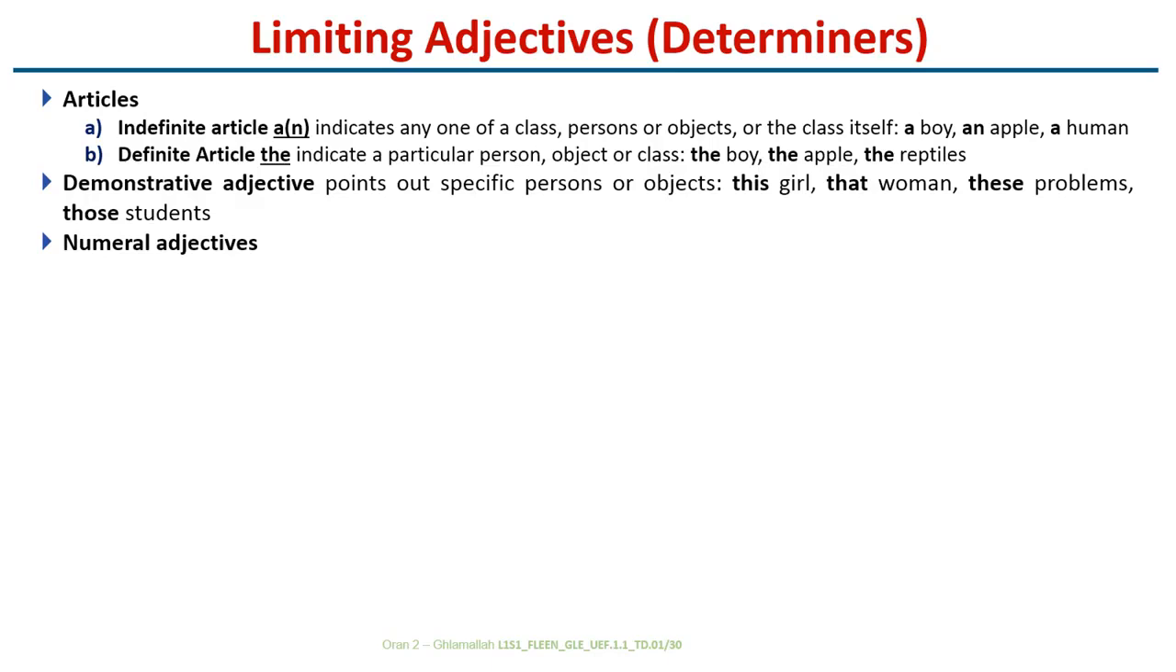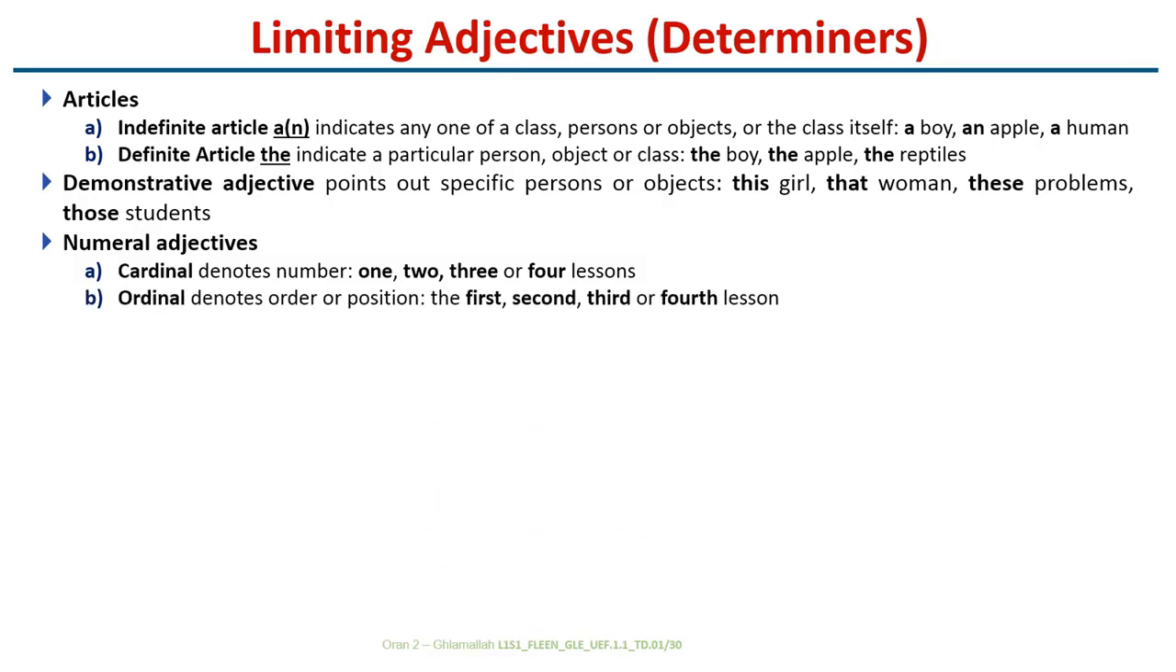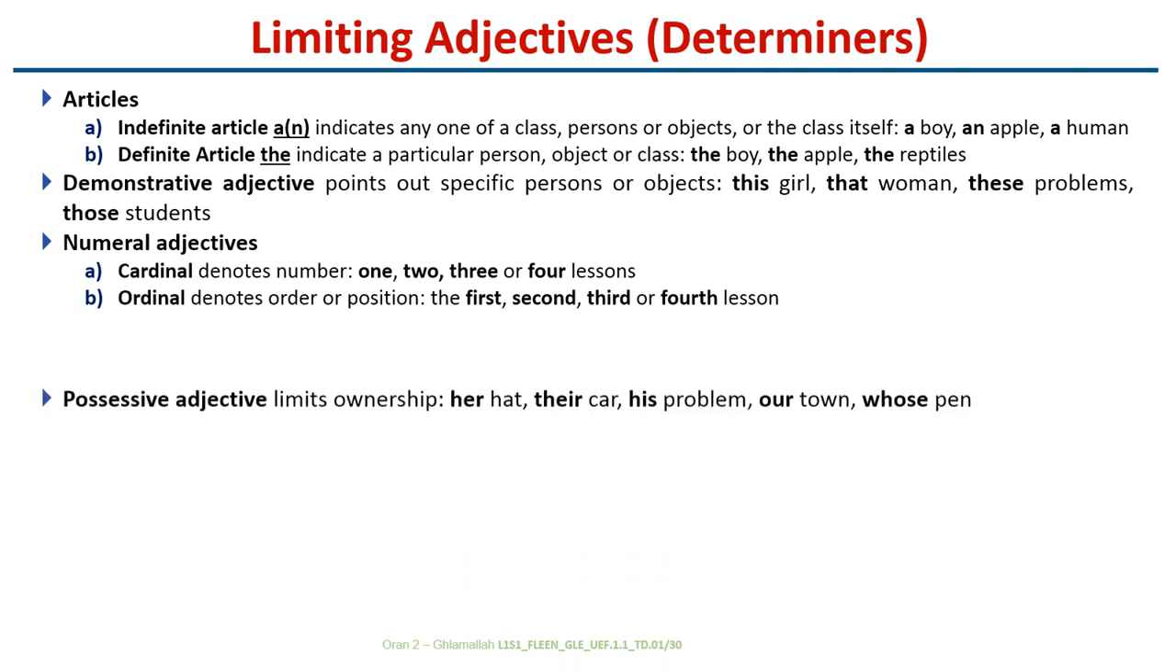Numeral adjectives. There are two types, cardinal and ordinal. Cardinal denotes number, 1, 2, 3, or 4 lessons. Ordinal adjectives denote order or position. The first, the second, third, or the fourth lesson. Note, if we have a cardinal and an ordinal adjective before a noun, we place the ordinal first. So we say the first 2 lessons and not the 2 first lessons.